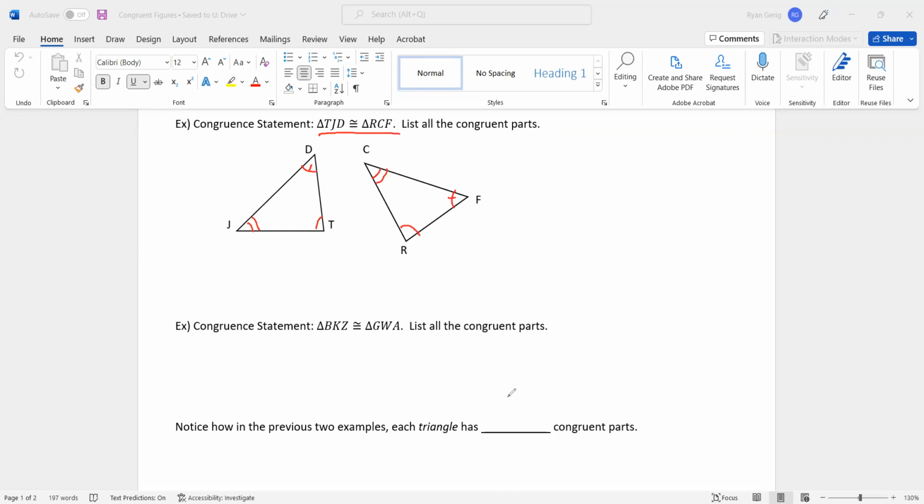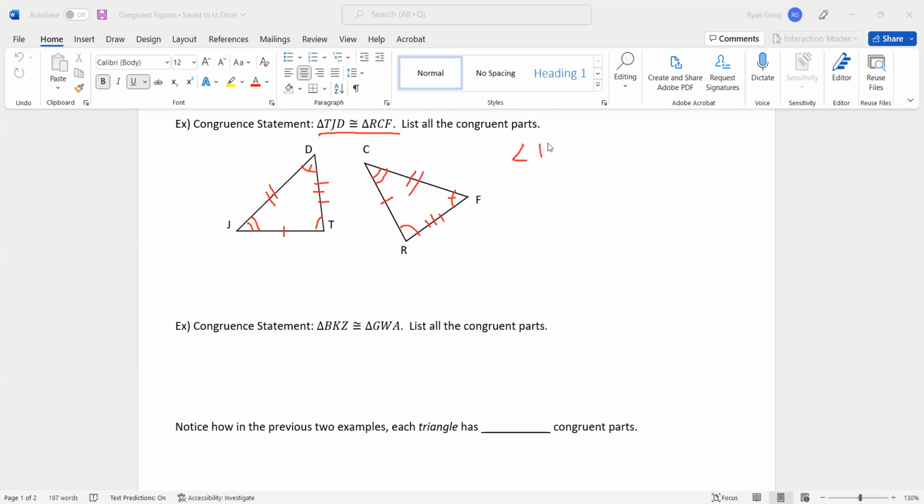Now, I can go a little bit further. If you look back at the previous one that we did, there were also markings on the sides. Well, TJ has to match up with RC, and JD has to match up with CF, which means the remaining 2 have to be equal. So when it says list all the congruent parts, I'm not just marking on the triangle. What I need to do is list them over here.